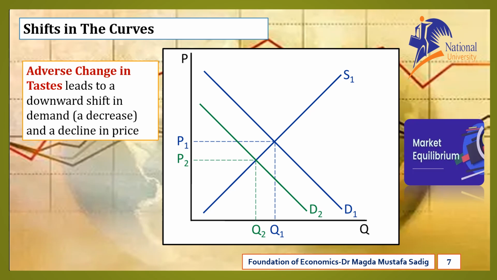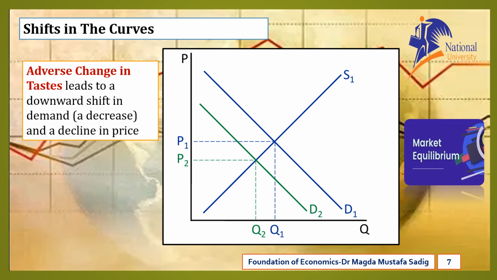So as usual, we have the price on the vertical axis and quantity on the horizontal axis. Initially, the demand curve, the blue line D1, intersects with the supply curve S1, the blue line, at P1, Q1. So this gives us the original equilibrium price P1 and the original equilibrium quantity Q1.